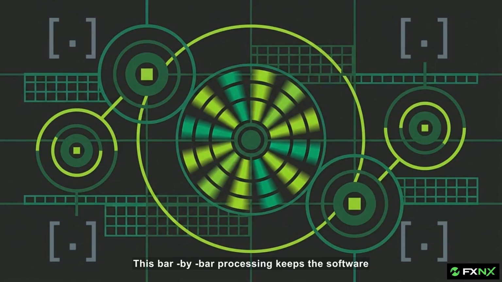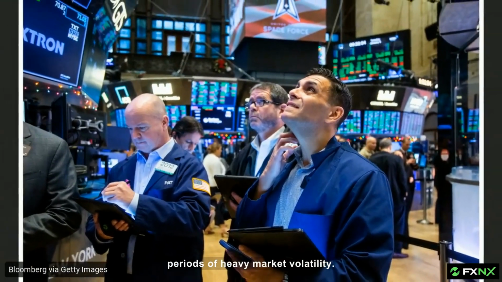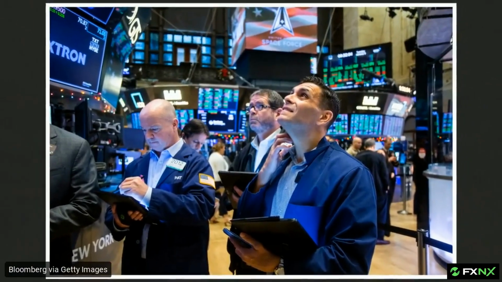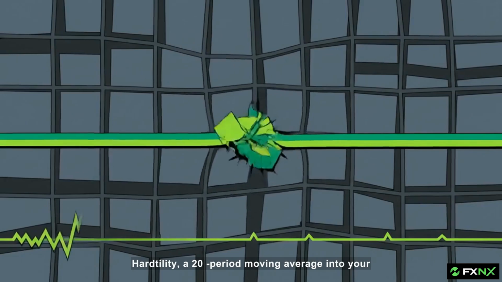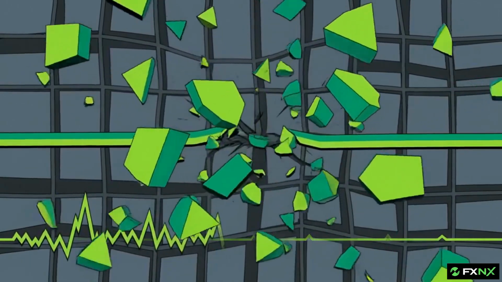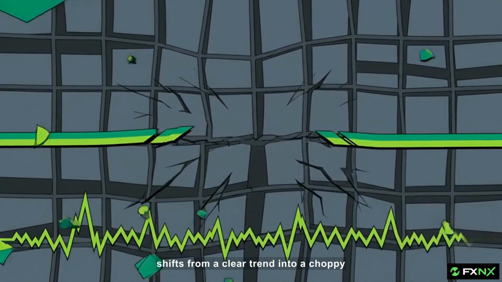This bar-by-bar processing keeps the software from slowing down. Your math stays incredibly light, ensuring you get fast, actionable signals even during periods of heavy market volatility. Speed isn't enough if your logic is rigid. Hard coding a 20-period moving average into your script guarantees it will break the second the market shifts from a clear trend into a choppy range.